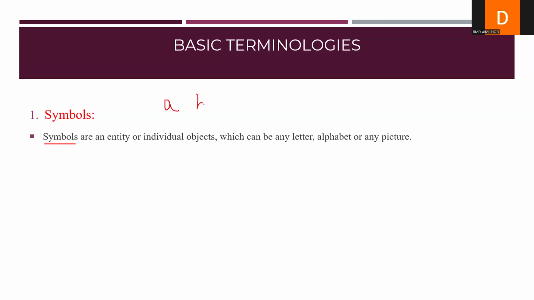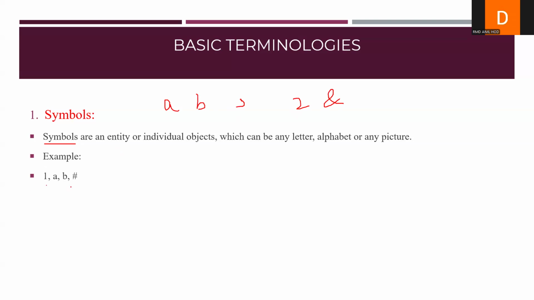The letter B is a symbol. The comma can be taken as a symbol. The number 2 is a symbol. This particular ampersand is a symbol. So these are what is meant by symbol. So let's see some examples.